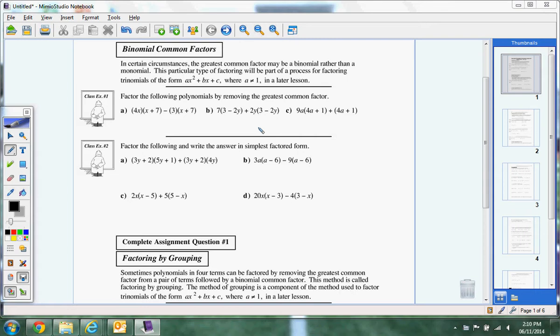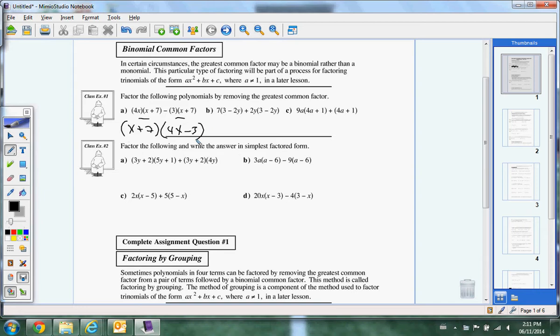It's kind of weird, but it says factor the following polynomials by removing the greatest common factor. I know it looks weird, but what do these have in common? They're binomials. X plus 7. They both have an X plus 7. That's a package, right? It's a binomial. So I can pull that out. If I pull an X plus 7 out, what's left inside? 4X minus 3.